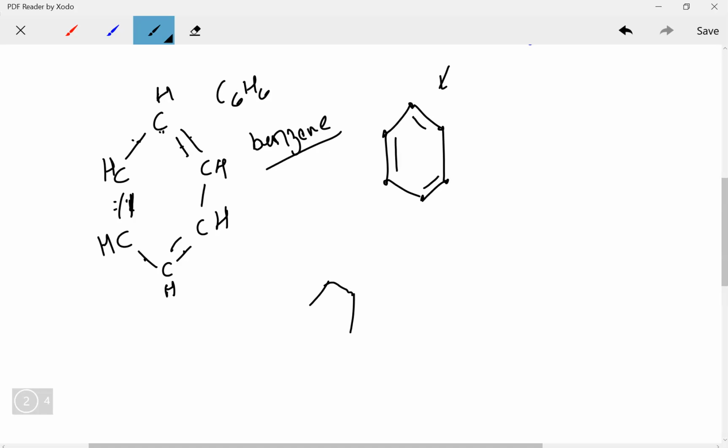One more thing we have to know is if you have a benzene and then another carbon that's coming off of the benzene, so that'll be CH3. This is called toluene.